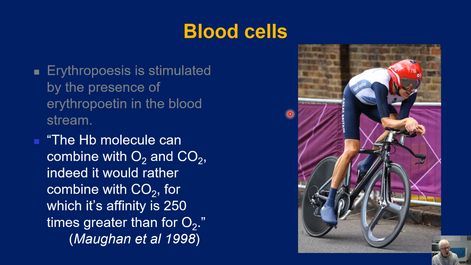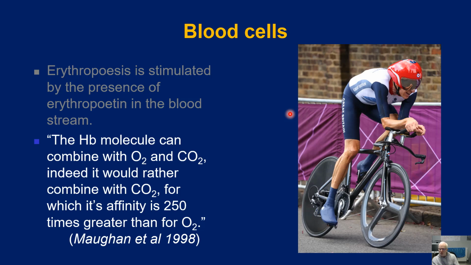When we think about the hemoglobin molecule, of course what you've got to remember is the hemoglobin molecule sits on the red blood cell. The hemoglobin molecule is actually a fascinating structure. It can combine with both oxygen and carbon dioxide. So what you end up with is oxyhemoglobin when you've got O2 bound to the hemoglobin, and carboxyhemoglobin, excuse me, when you've got the CO2 bound to it. But what is fascinating is that the hemoglobin molecule would actually much rather combine with CO2. Its affinity is about 250 times greater than it is for O2.